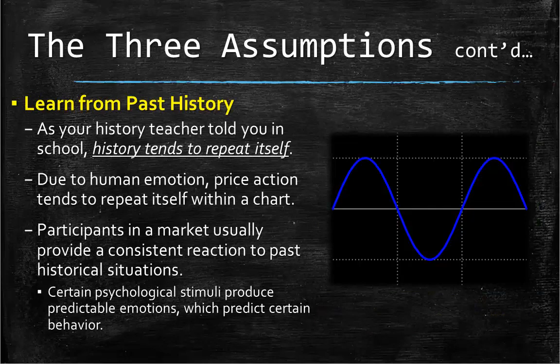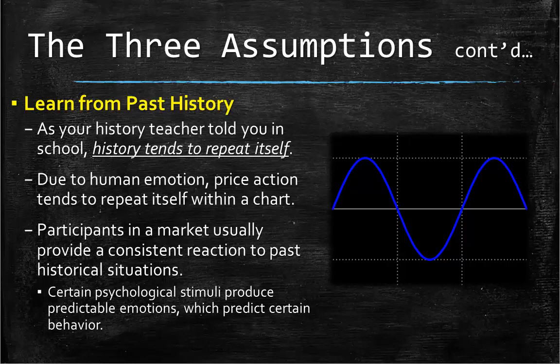And then the final assumption of technical analysis is that we need to learn from past history. I'm sure you've heard it before, and it's true. As your history teacher told you, history tends to repeat itself. Due to human emotion, price action tends to repeat itself within a chart. And that makes perfect sense. There's a key reason why they teach history in school. They want people to understand what's happened so you can either try to avoid it or just learn from it. And participants in a market usually provide a consistent reaction to past historical situations. So there's certain psychological stimuli that produce predictable emotions, and this produces predictable behaviors.